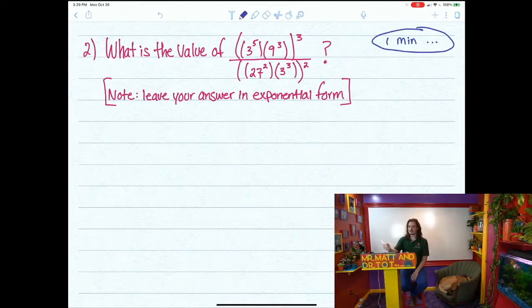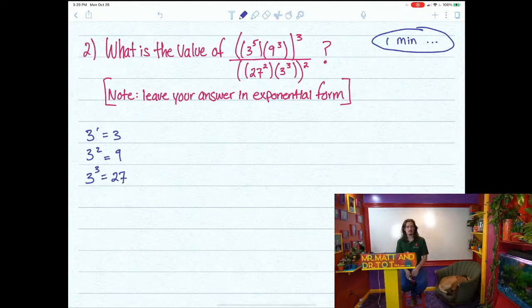So notice that 3 to the 1st power is 3. 3 squared is 9. 3 cubed is 27. So we can rewrite all of the bases in terms of a base of 3. So 3 to the 5th is fine, so I'm just going to leave that alone for now. But 9 I can write as 3 squared. Notice I'm writing it inside of a new set of parentheses.